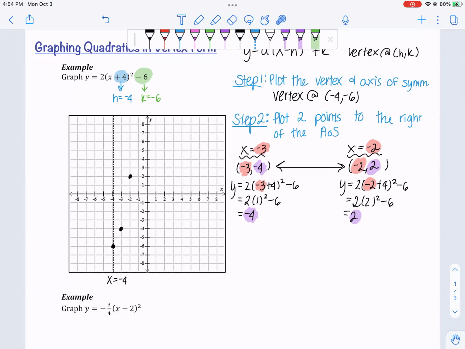Again, I want to mention how I determined to use -3 and -2. I looked at where my vertex was. It's on the x value -4, and I just chose the immediate 2 numbers to the right. Those are the values I chose, and I plugged them into the original equation to get the y value.